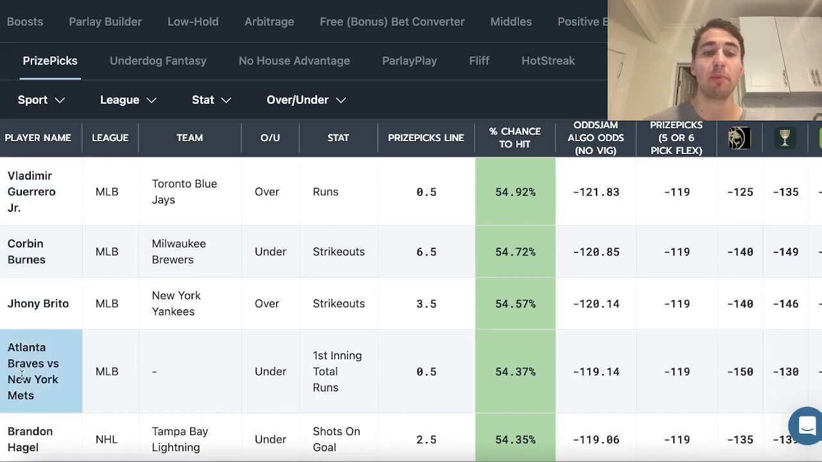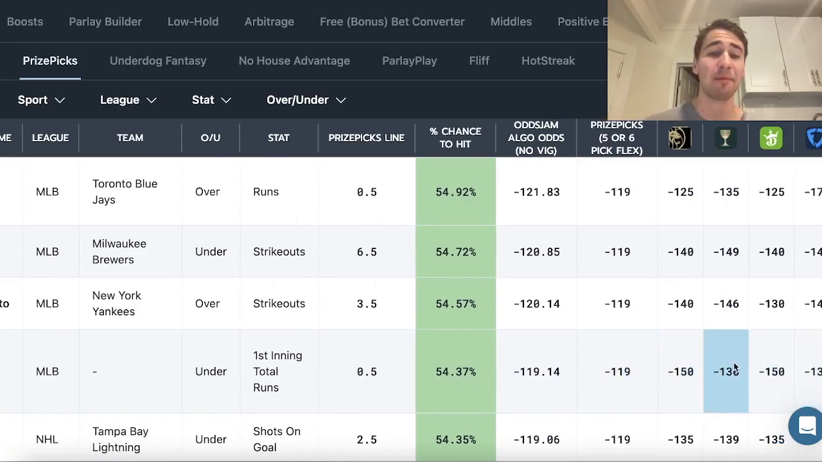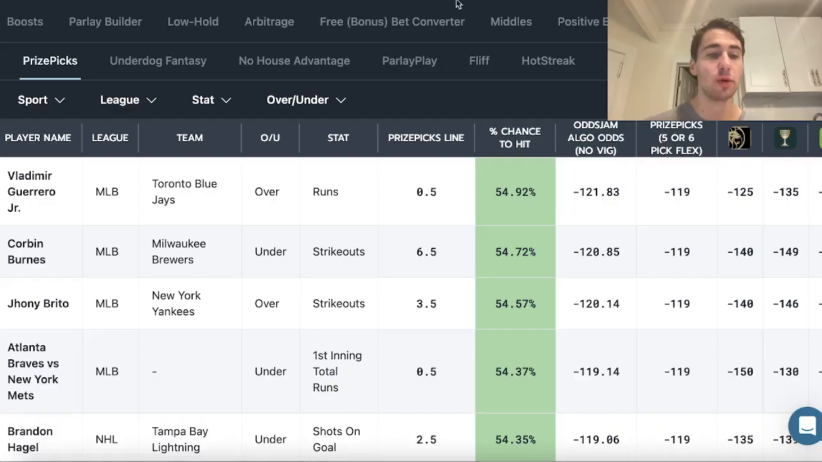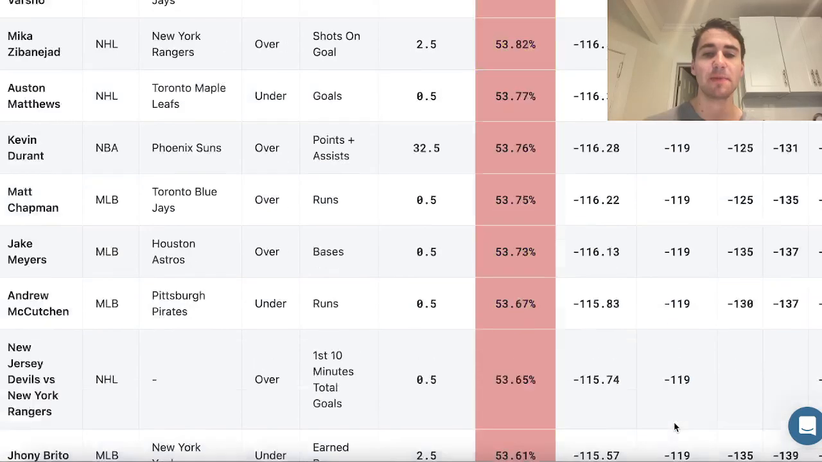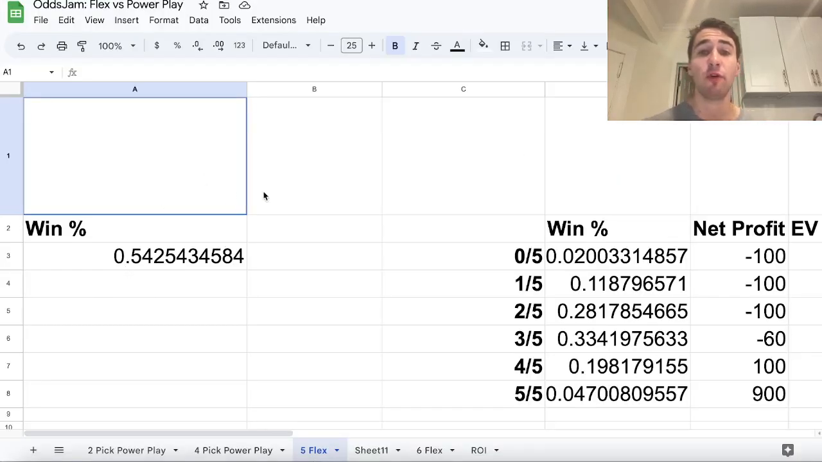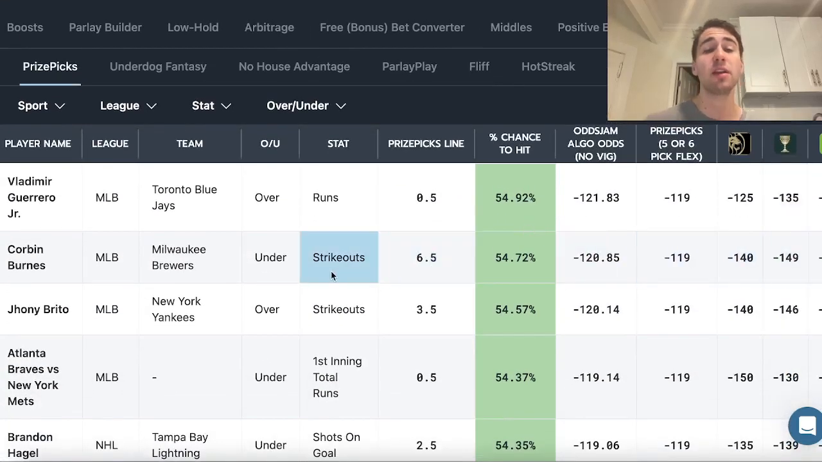I mean, literally just ripping plays. I always follow the data straight off the fantasy screen. So Braves-Mets, all books have the no runs first inning pretty heavily favored, around -140. That's a sharp bet to include in your PrizePicks entry. Brito over 3.5 Ks, Hagel under 2.5 shots on goal. All these bets are in green. Don't play the plays in red because they're not winning above 54.25%. You've got to make sure there's enough juice towards one side for your play to be profitable.